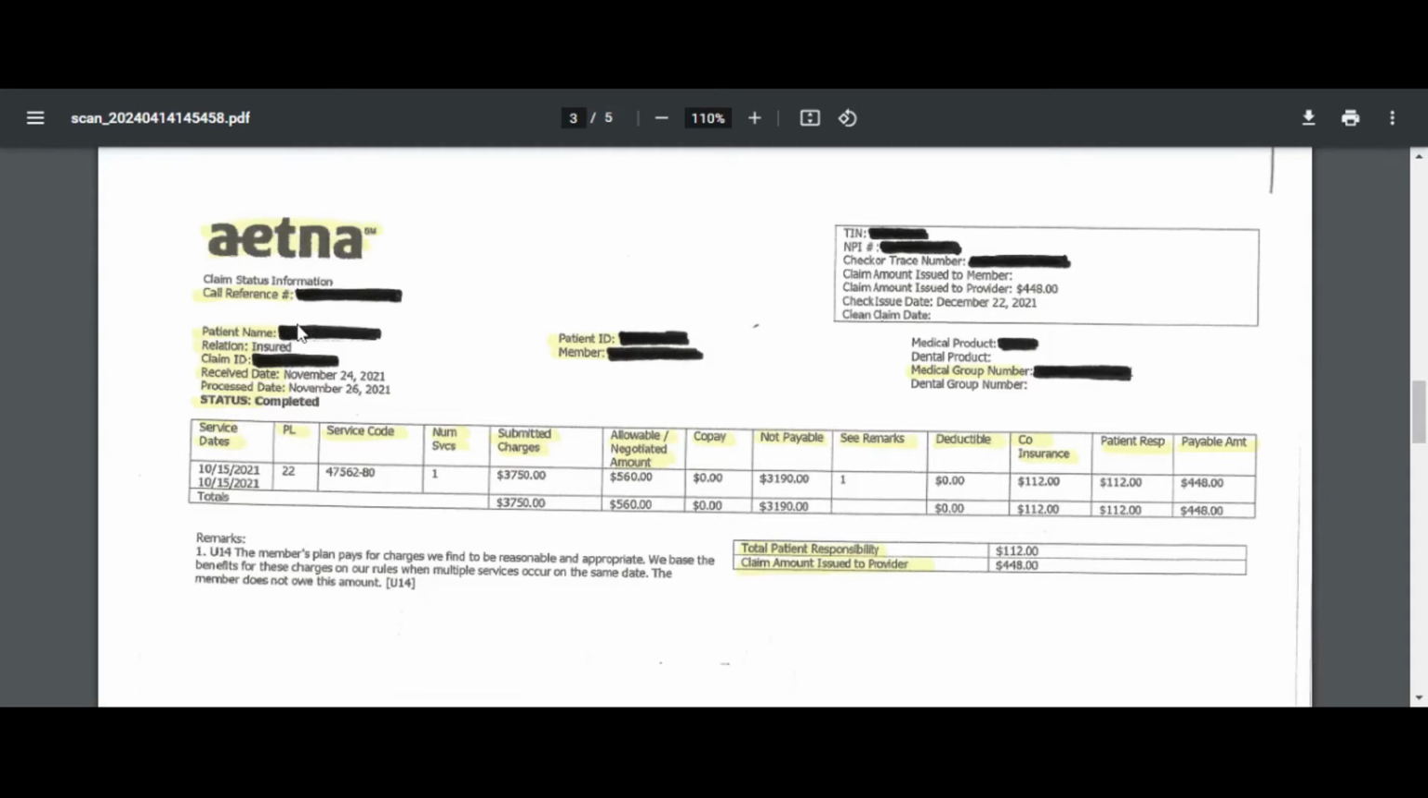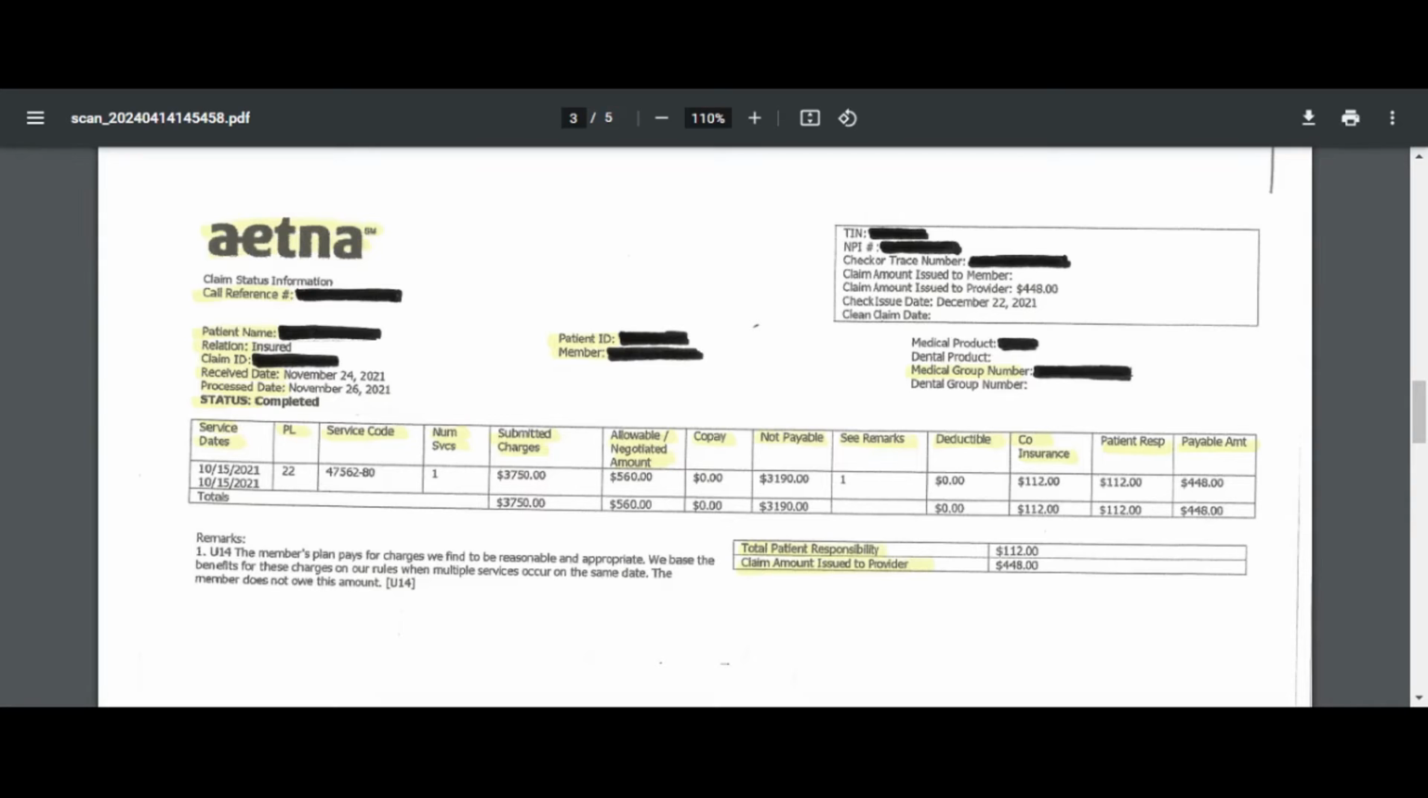Going back to your left-hand side, you have the claim status information, and Aetna provides a call reference number. Not all payers do that. I never even really use that per se, but you normally use the claim ID number, which you will see further down here under the patient's name, the relationship, and then you see the claim ID number. You see the receive date and you see the process date and the status, the patient ID and the member number. So if you start to notice, you're starting to see the same things over and over.